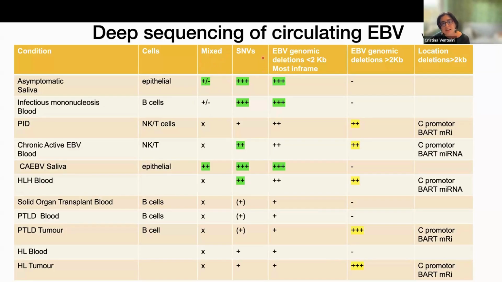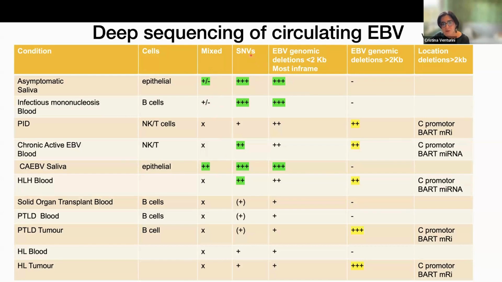We then looked at the single nucleotide variants and also deletions. So when we focus on mixed infection, we actually see these are quite rare in EBV infection, but they are actually seen most likely in the saliva, or especially in the saliva samples. And this happens in both the healthy, but also in the chronic active EBV saliva samples.